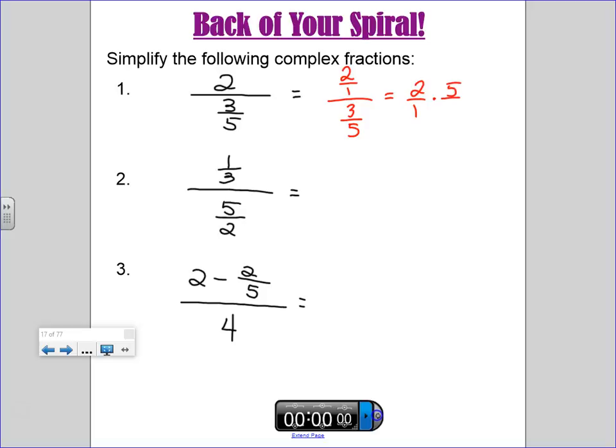When you divide, you multiply by the reciprocal. Are we tracking? So you end up with 10 over 3. Now hold on. There is a shortcut for complex fractions. There are actually a couple of them.